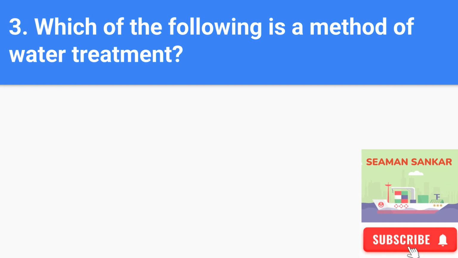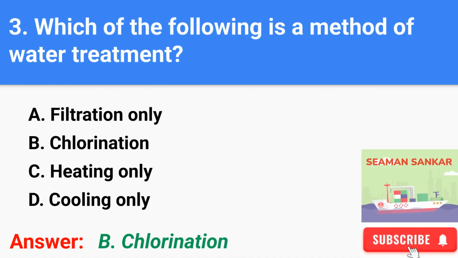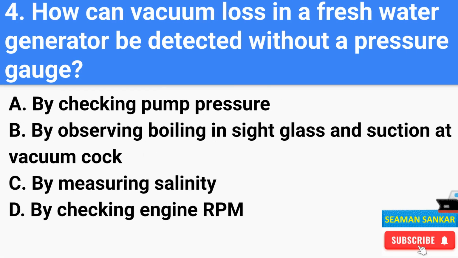Question 3. Which of the following is a method of water treatment? A. Filtration only. B. Chlorination. C. Heating only. D. Cooling only. The correct option is B. Chlorination.